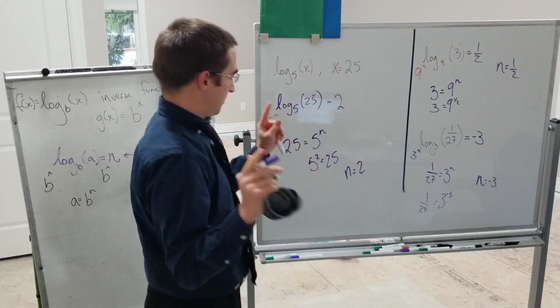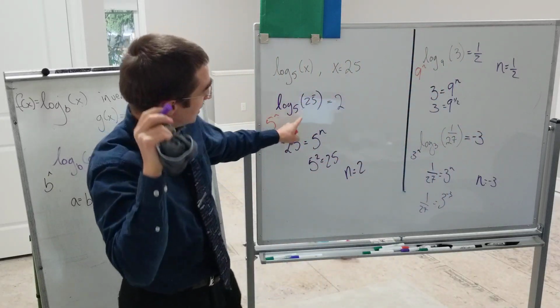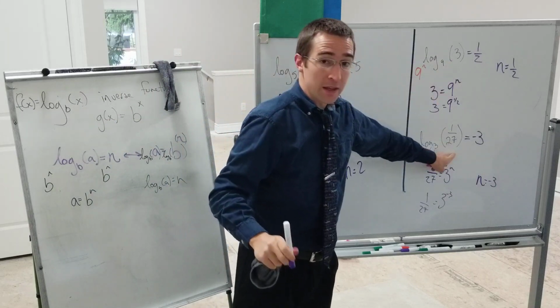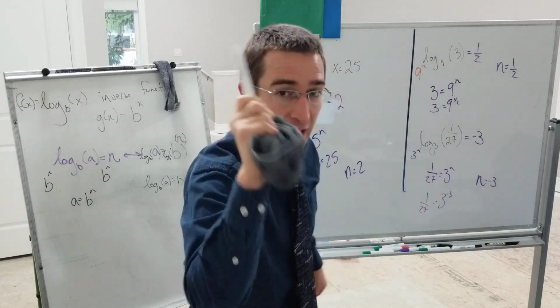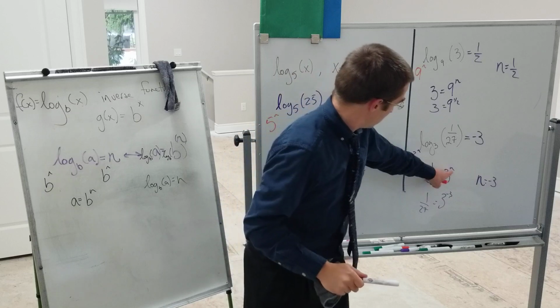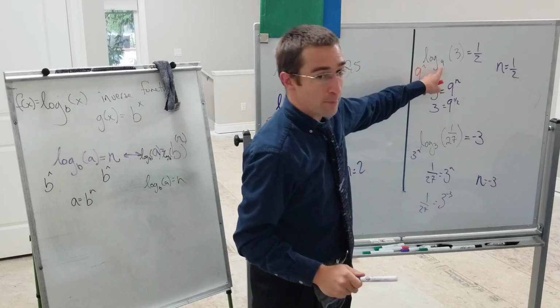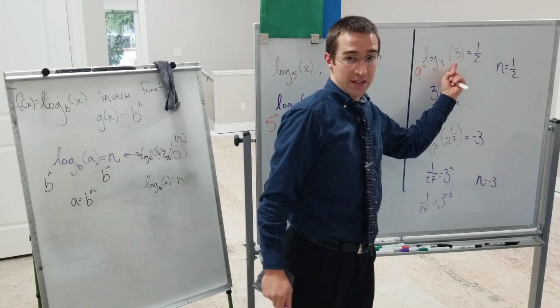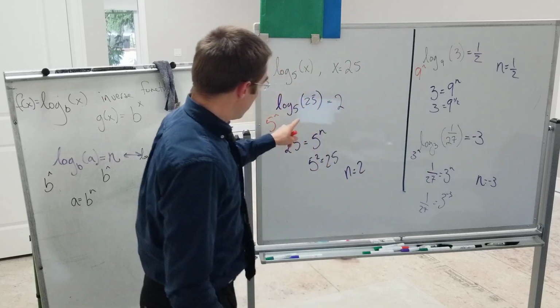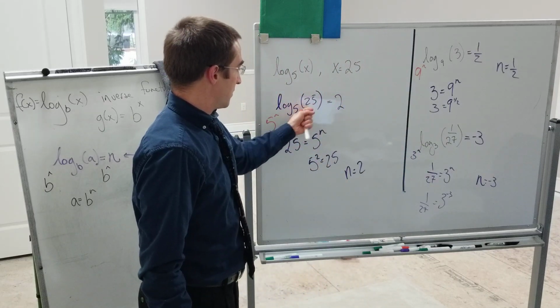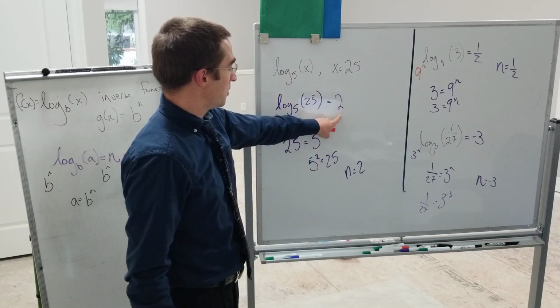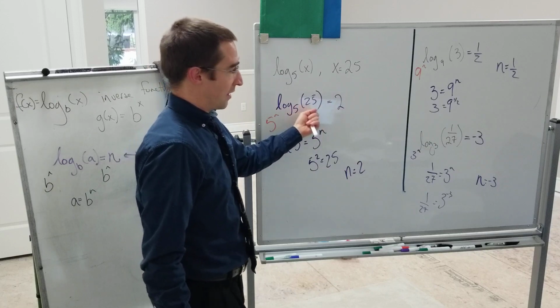Now notice, the answer to each of these is the value of the exponent with that base that gives you this number as an answer. So for example, 5 squared equals 25. So log base 5 of 25 equals 2, because 5 squared is 25.